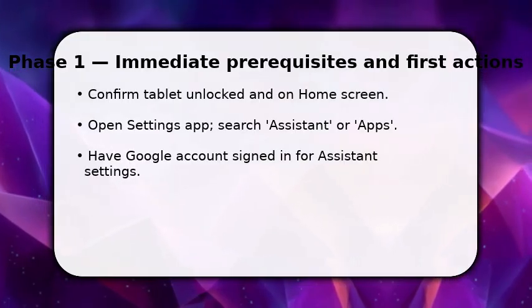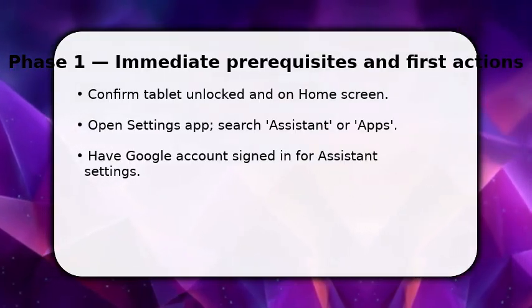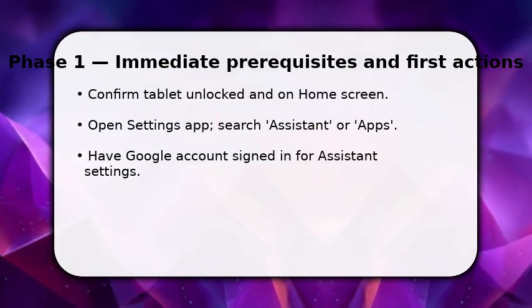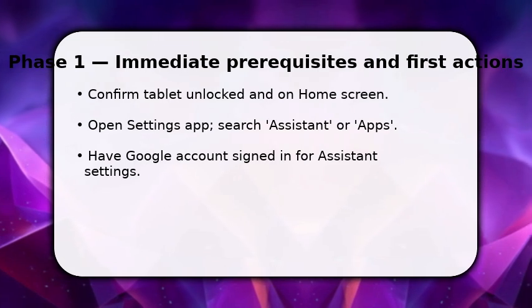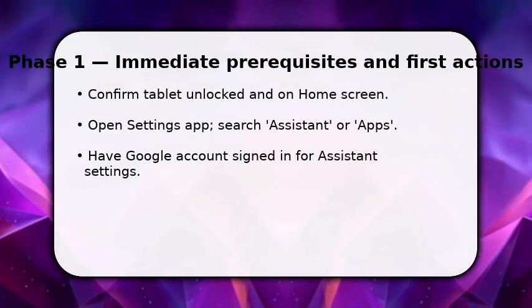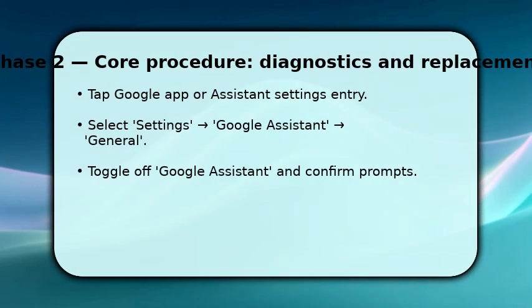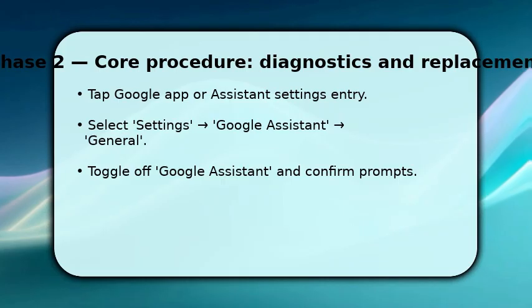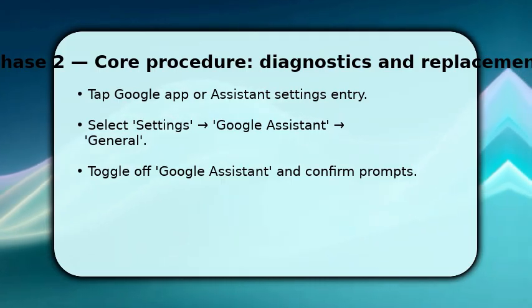This first step locates the Control Center. It ensures you are changing the correct app settings and not device-level options, which matters for persistence. Next, navigate into the Google or Assistant settings and focus on disabling the feature. Tap the Google App Entry or the Assistant Settings item, then follow Settings, Google Assistant, and open the General tab.